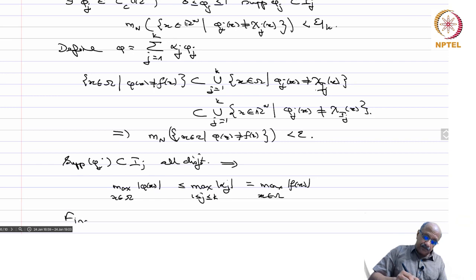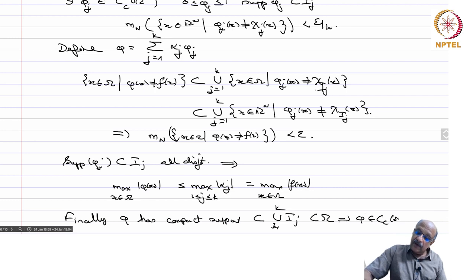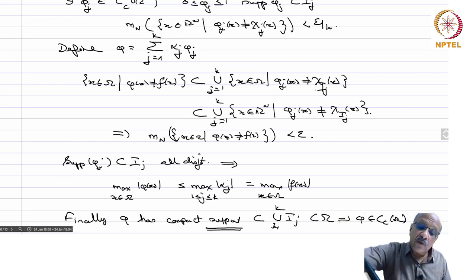Finally, phi has compact support because the support of phi j is in Ij. Ij is a finite box, so inside it you have a closed set, which is closed and bounded, therefore compact. So phi has compact support contained in the union of Ij, j equals 1 to k, and that is of course contained in omega, and therefore phi belongs to Cc of omega. So that completes the proof of this theorem. Okay, so we will continue afterwards.